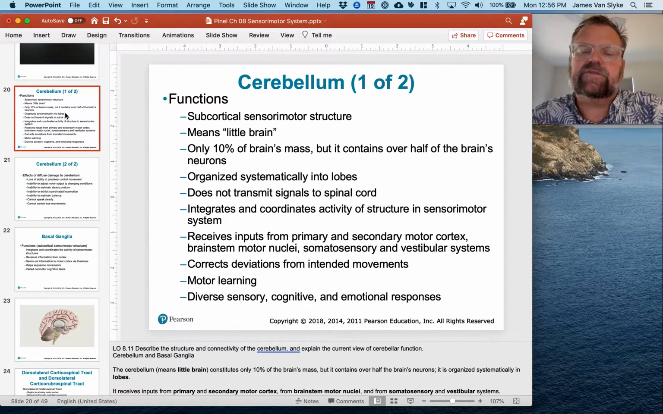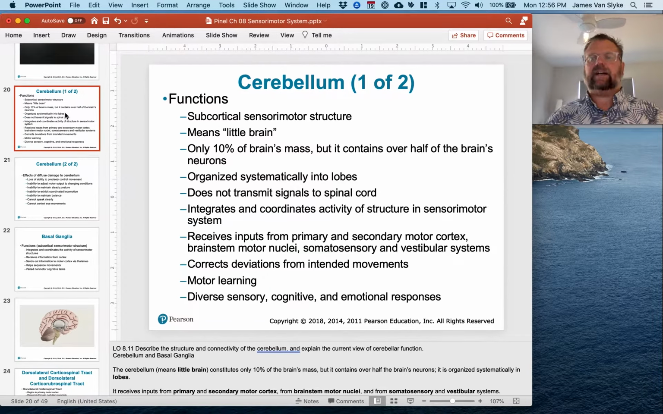So it receives inputs from primary and secondary motor cortex, brainstem motor nuclei, as well as the somatosensory and vestibular systems. So it corrects deviations from intended types of movements. It's acting as kind of a cleanup or a secondary or auxiliary sort of function in terms of our motor actions. It's directly involved in motor learning, as well as many diverse sensory, cognitive, and emotional responses.